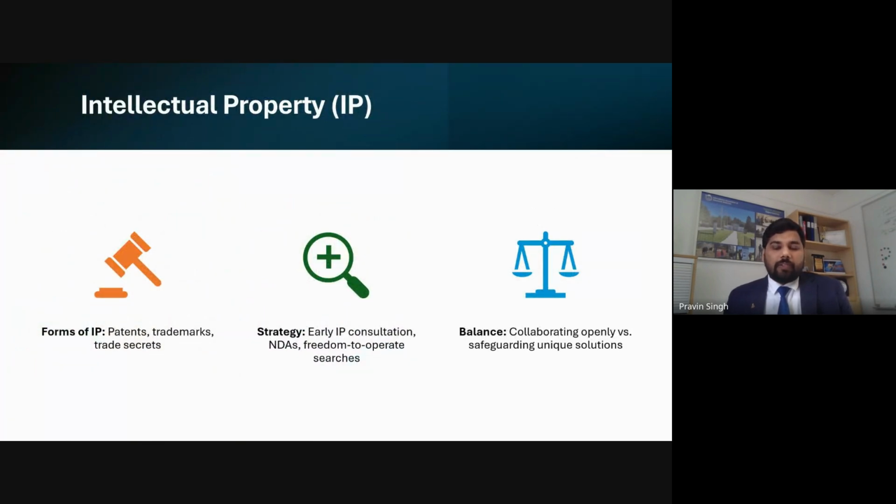Then after that, we go for intellectual property, that is IPR. Protecting healthcare innovation ensures long-term sustainability and market success. There are different forms of IP in healthcare, and in any field, not only healthcare, we go for different IPR like patents, trademarks, and trade secrets, and strategies like early IP consultation, NDAs, and freedom to operate searches. Suppose we have a novel wearable biosensor which is patented before commercial production. So this is the step where we go for IPR.